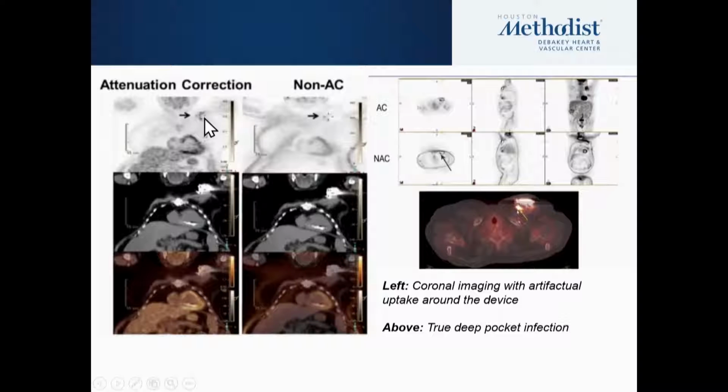So in this case, if you look here, this is a patient with an ICD. It looks like there is uptake around the ICD pocket, but on the non-attenuation correction images, that means that the CT overlay is taken off, you see that there's no uptake. And in this example, you see this intense uptake in the deep pocket, and you see that it is present on the non-attenuation corrected images as well. So this is real uptake.